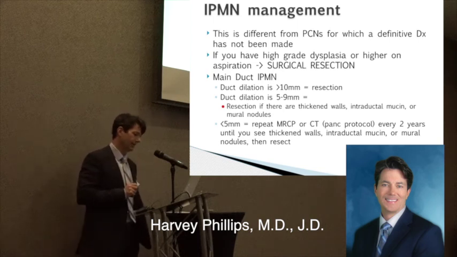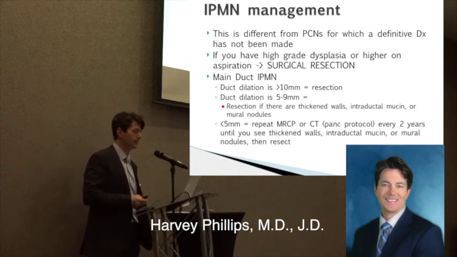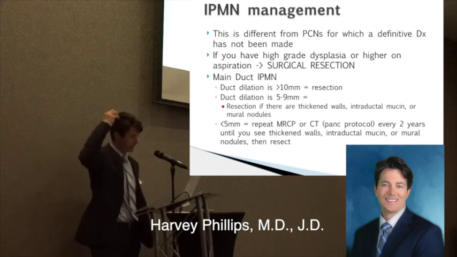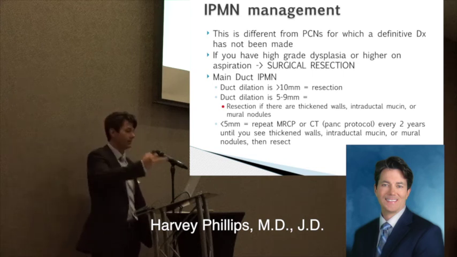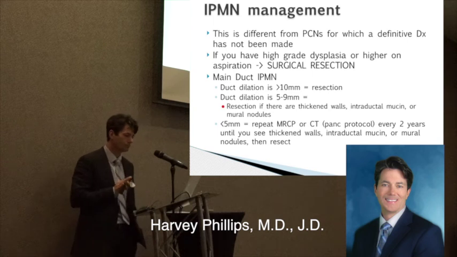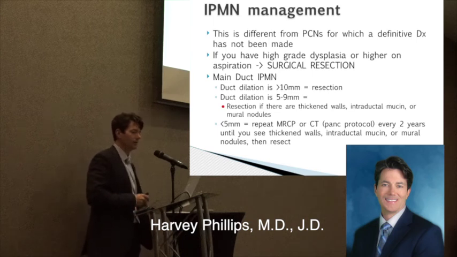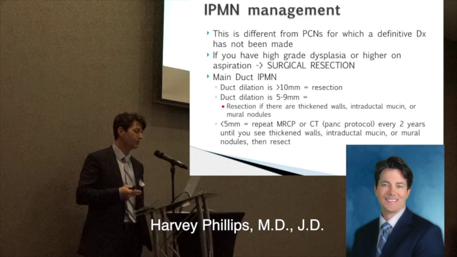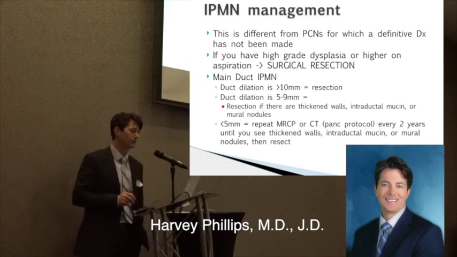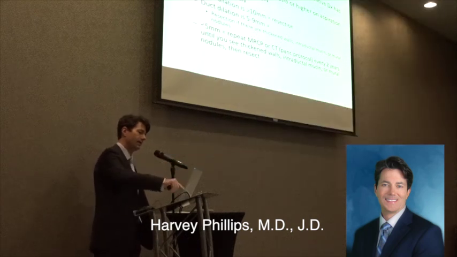If it's a main duct IPMN, not a side branch, it's a main duct IPMN, it's a big fat sausage main duct running through your pancreas, and the dilation is greater than 10 millimeters, resection. Duct dilation is only 5 to 9 millimeters, resection, if there are these extra features: thickened walls, intraductal mucin, or mural nodules. Less than 5 millimeters, just repeat the MRCP or the CT every 2 years until you see thickened walls, intraductal mucin, or mural nodules. Then you resect. So, IPMN, main duct, 3 levels of ductal dilation determine what you do.